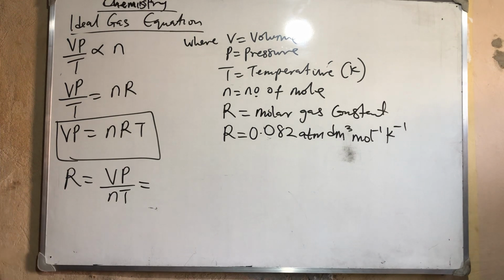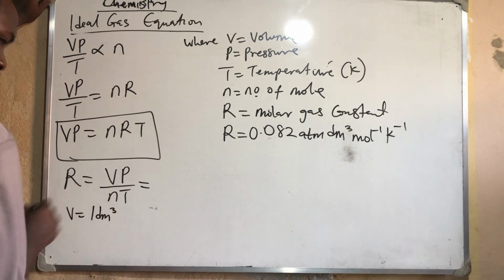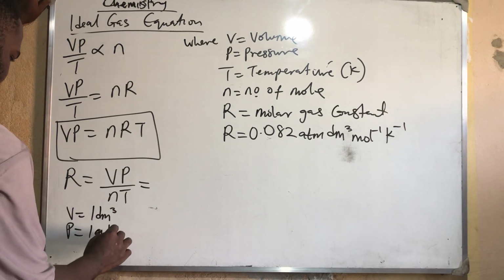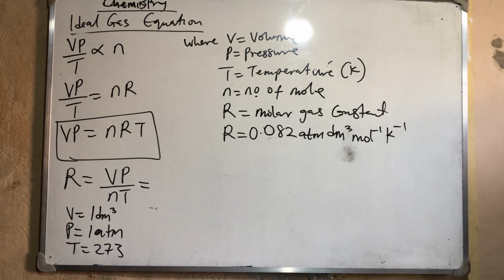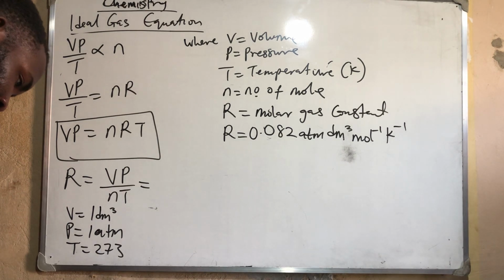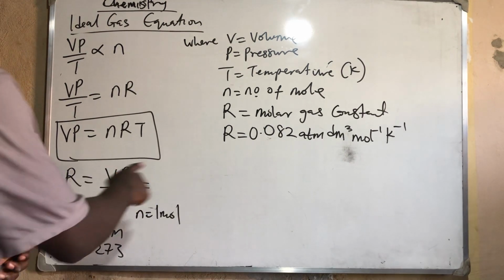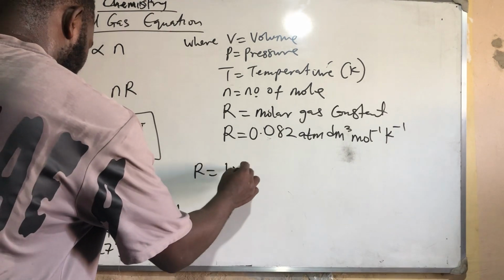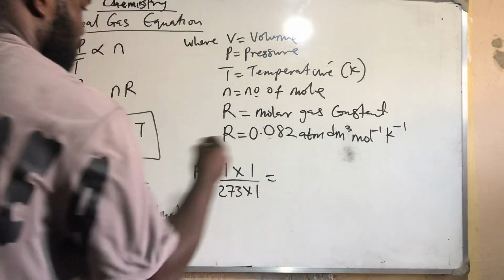So here we want to get the molar gas constant. My volume V is equal to 1 dm cube. Then my pressure is in atm, so 1 atm. My temperature is in Kelvin, which is 273 Kelvin. Then my number of moles n is equal to 1 mole. If you now put everything here, you have 1 times 1 over 273 times 1.